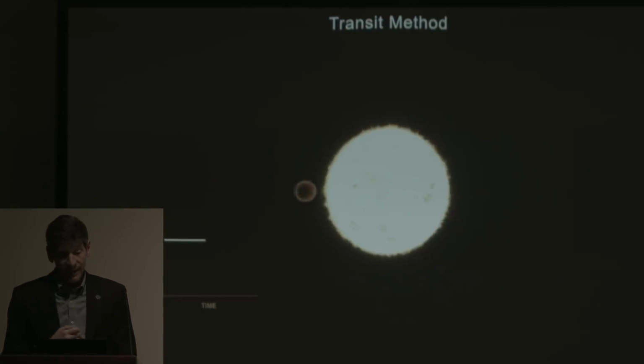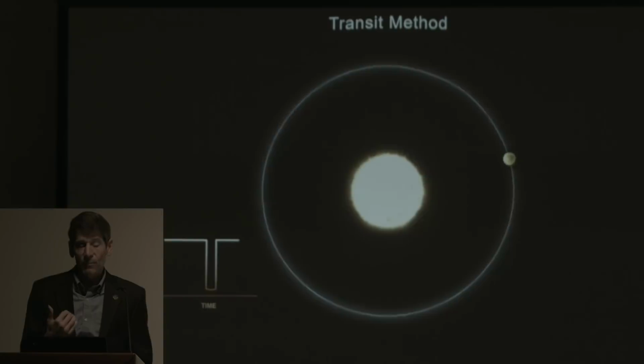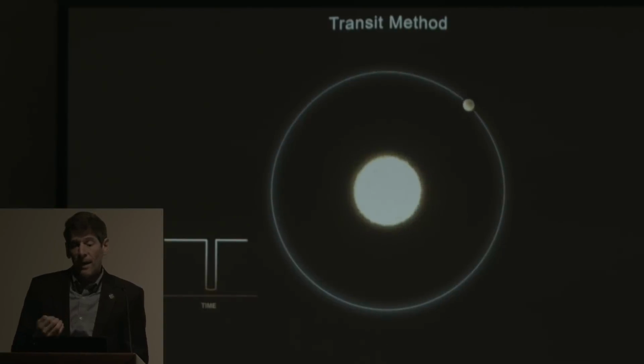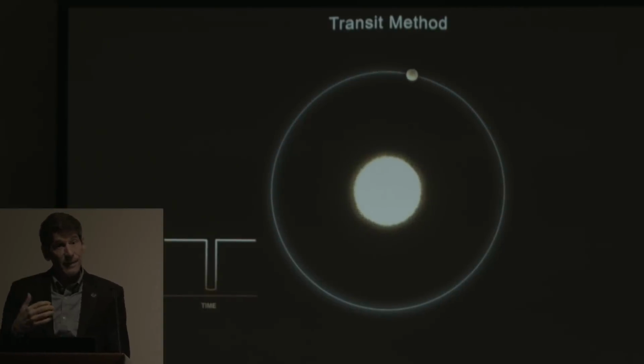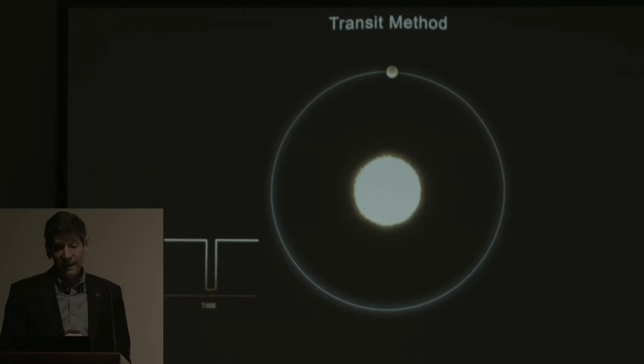that you see here as an animation, where as you look at a particular star, a planet in question passes in front of the disk of the star, and you get a dip in the brightness of the star. The depth of that dip is proportional to the ratio of the area of the planet versus the disk area of the star. So you can get the radius of the planet that way.